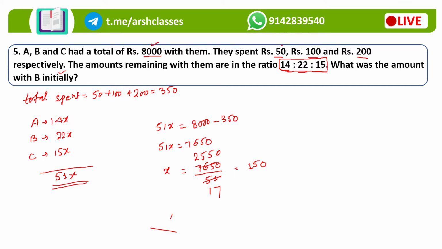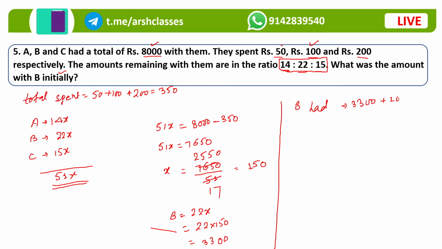So first of all, we need to calculate the amount that we had after spending some amount. So that is nothing but 22 times X. And instead of X, we need to multiply 22 into 150. So this is 3300. Initially, we need to check how much B spent. So he spent 100. So initially we had 3300 plus rupees 100 that he spent. So the correct answer will be nothing but 3400.